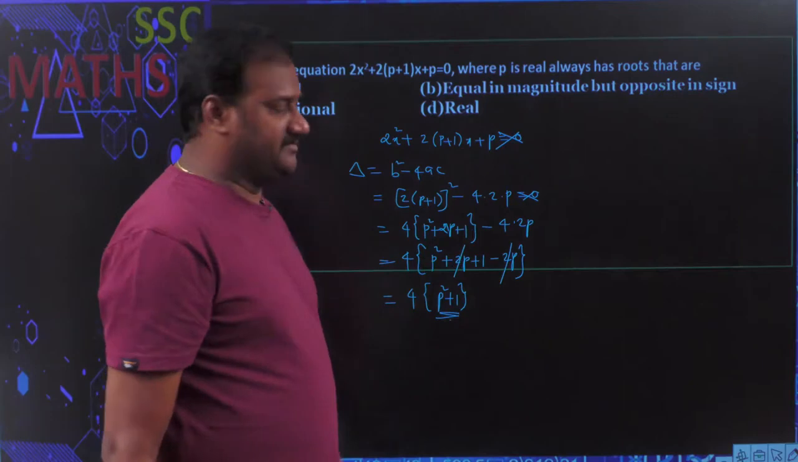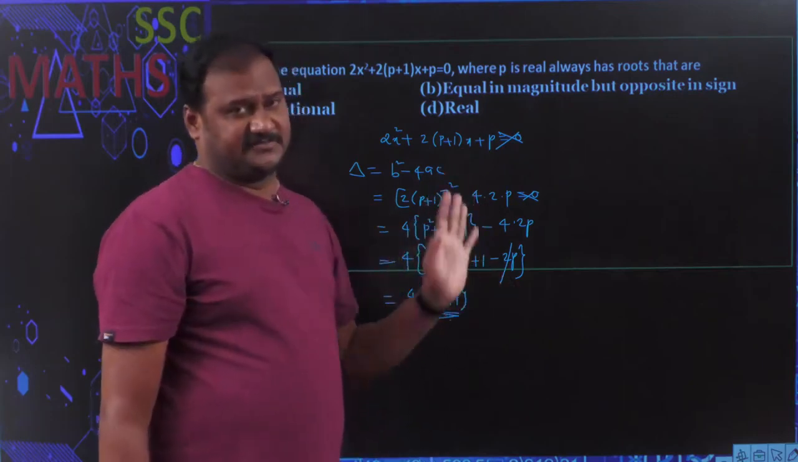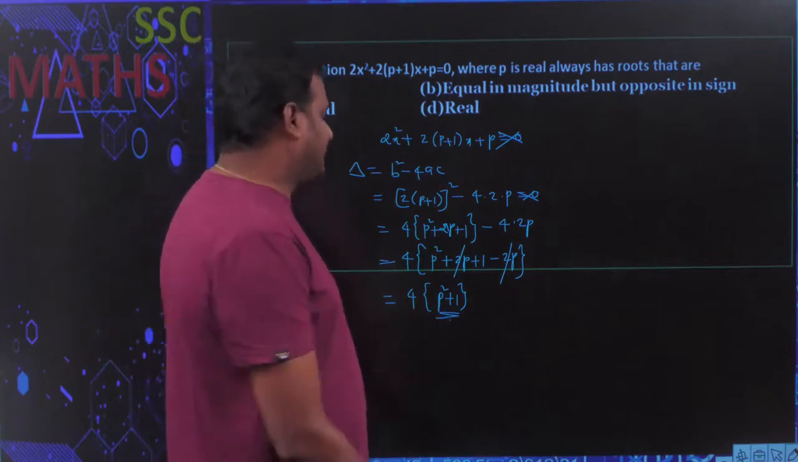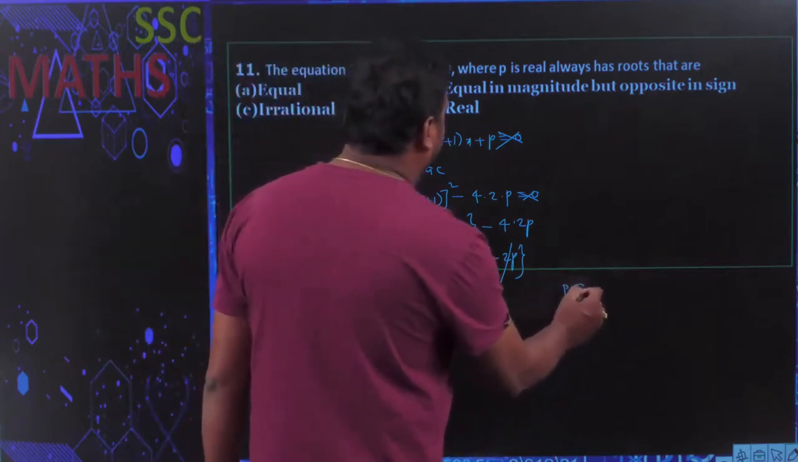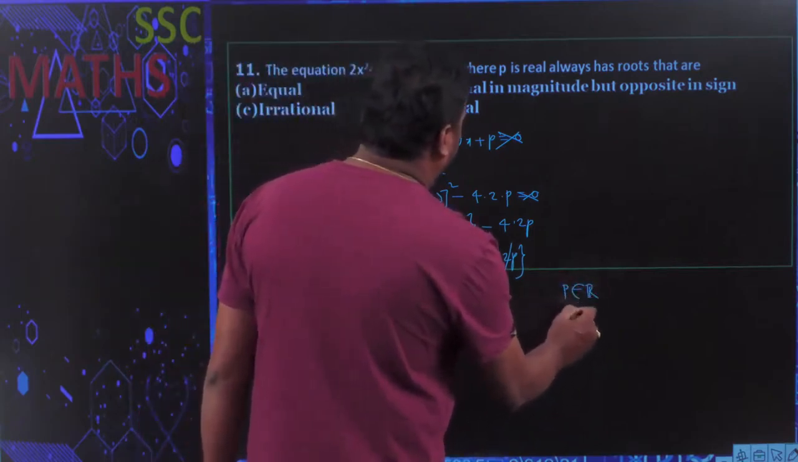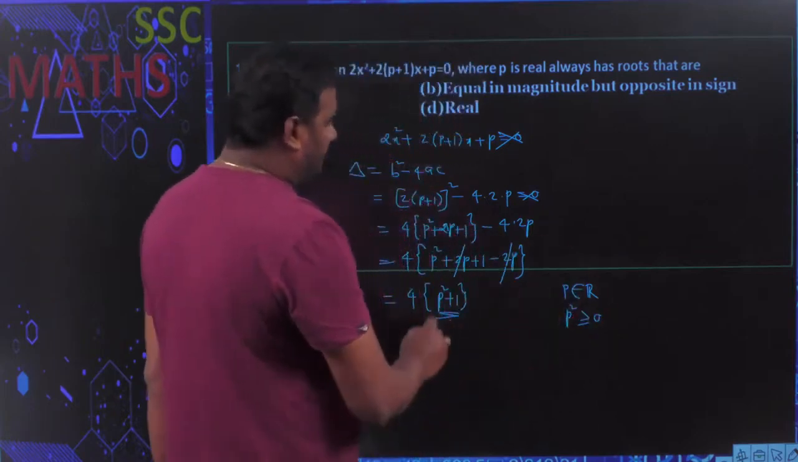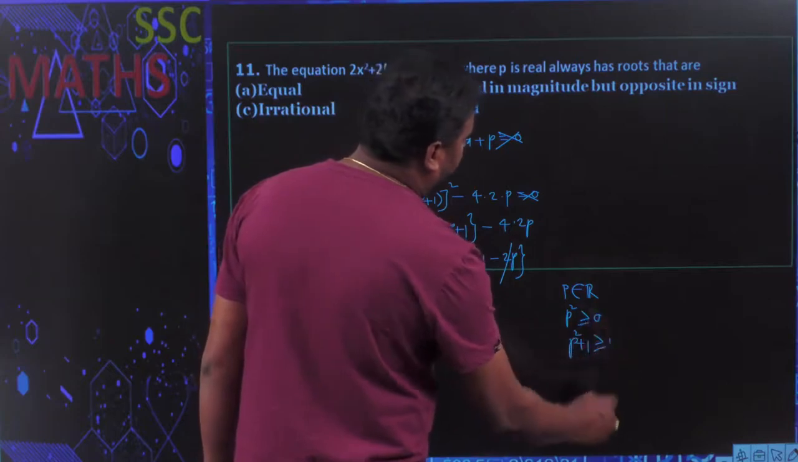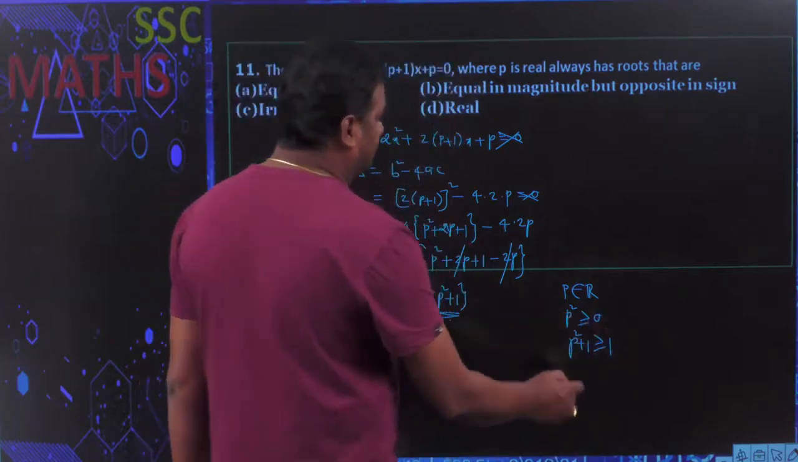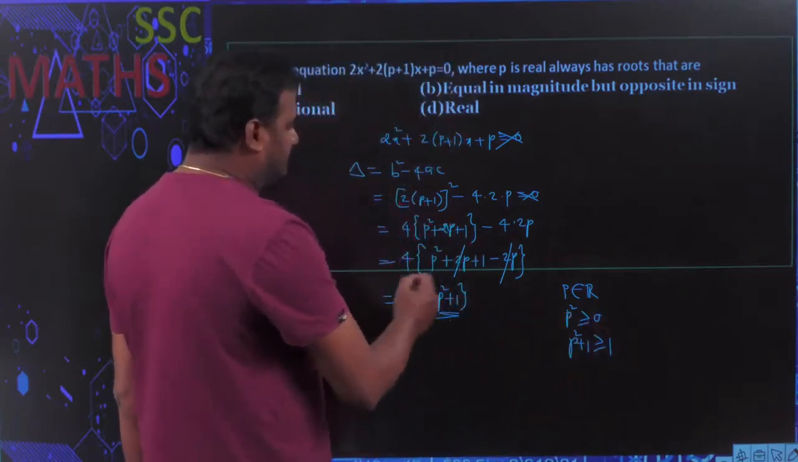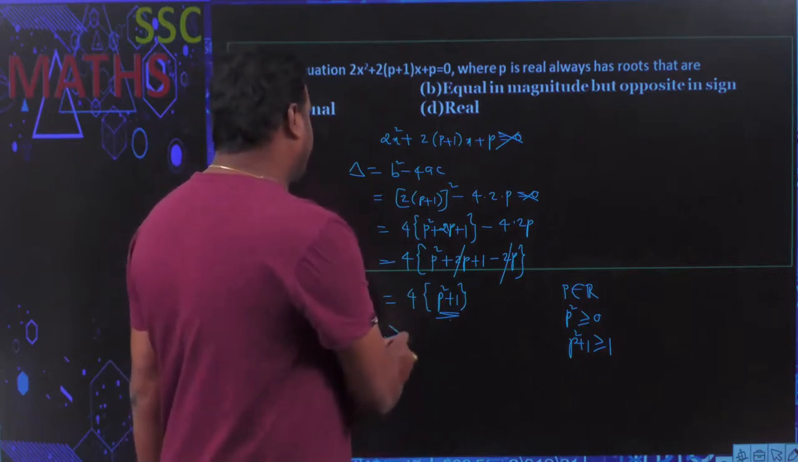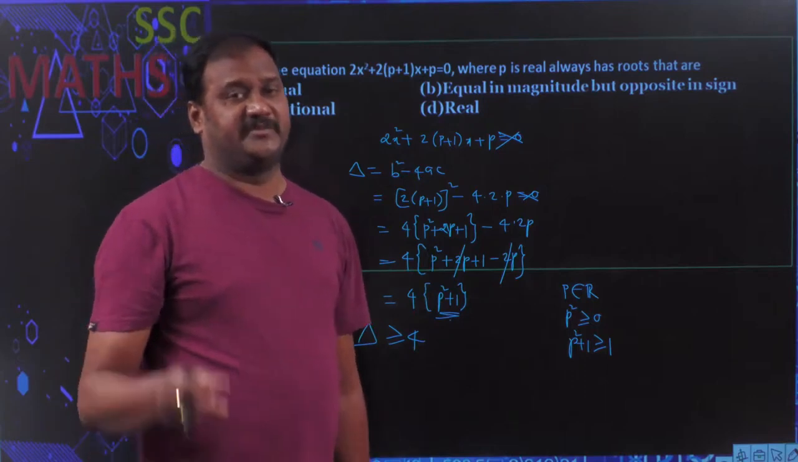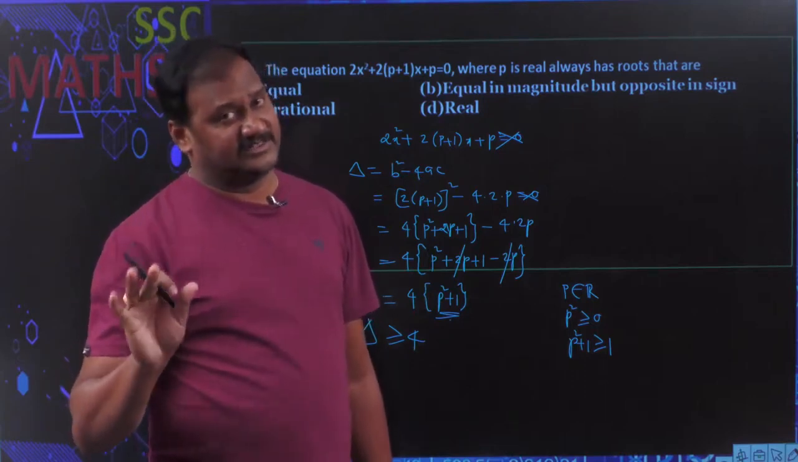p being a real number, p square is always positive, or it can be 0 also. So p square is always greater than or equal to 0. If p square is greater than or equal to 0, p square plus 1 must be greater than or equal to 1, no? So 4 into 1 is equal to 4. So this value is always more than or equal to 4. So delta more than or equal to 4 means what? It should be a positive real number all the time.